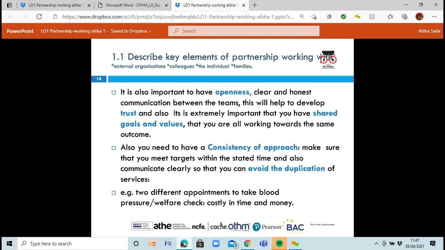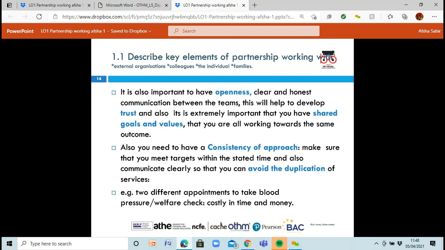And then the last slide on this, that's a more important point, that you need to have openness and trust, and share your goals and values. So be clear and honest. If a mistake has been done, tell your team that this happened. There's no point in hiding anything. Everything comes out.